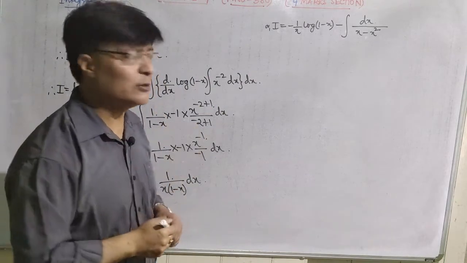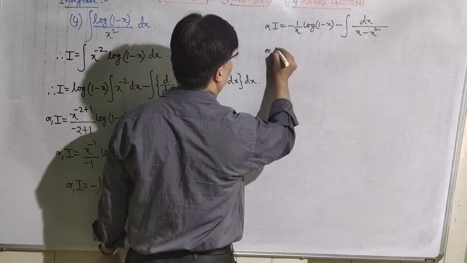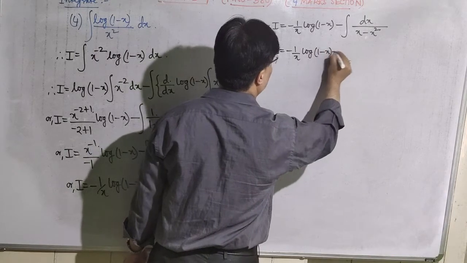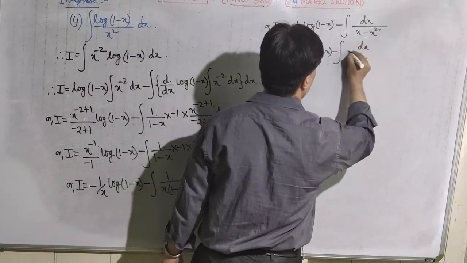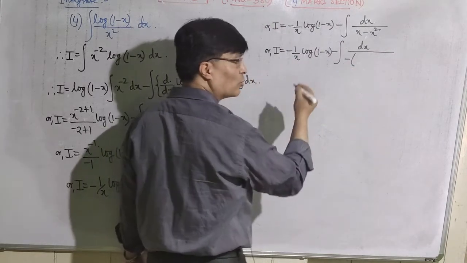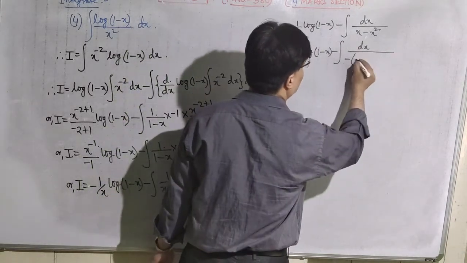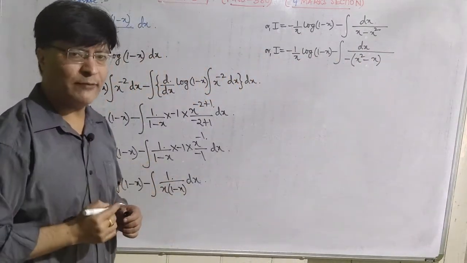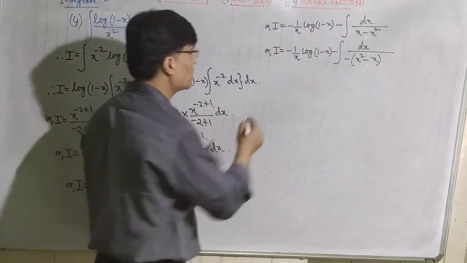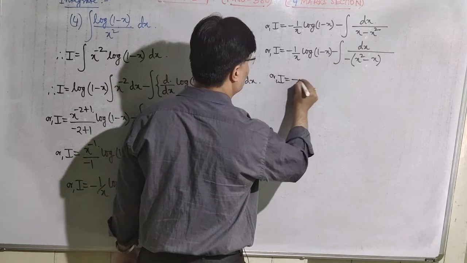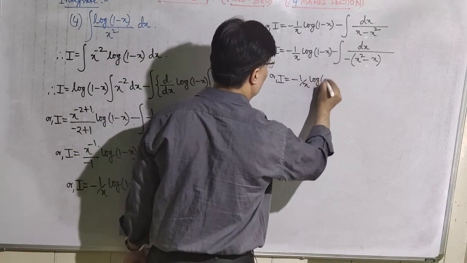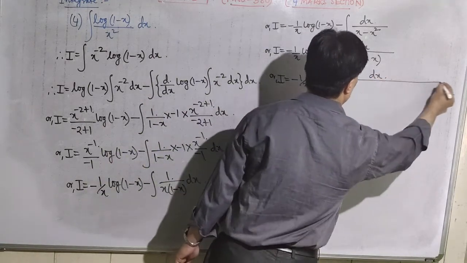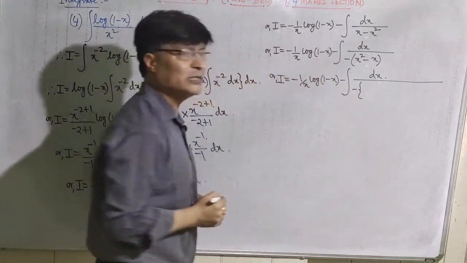And then you can easily convert it into a standard integral. So I is equal to minus 1 upon x log of 1 minus x, minus integration of this dx. Here minus is taken common in order to make the coefficient of x square positive 1. So minus is taken common, so x square minus x. Don't take this minus sign outside. Again you have to simplify that minus in the denominator. So I is equal to minus 1 upon x log of 1 minus x, minus integration of this dx divided by minus sign within second bracket.